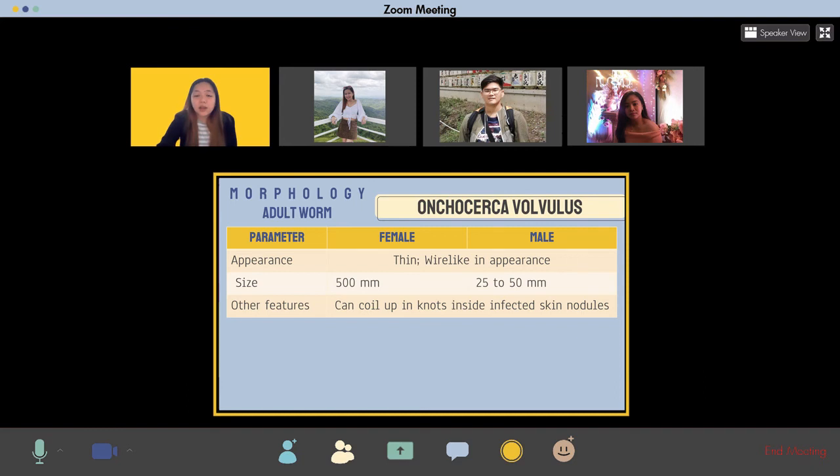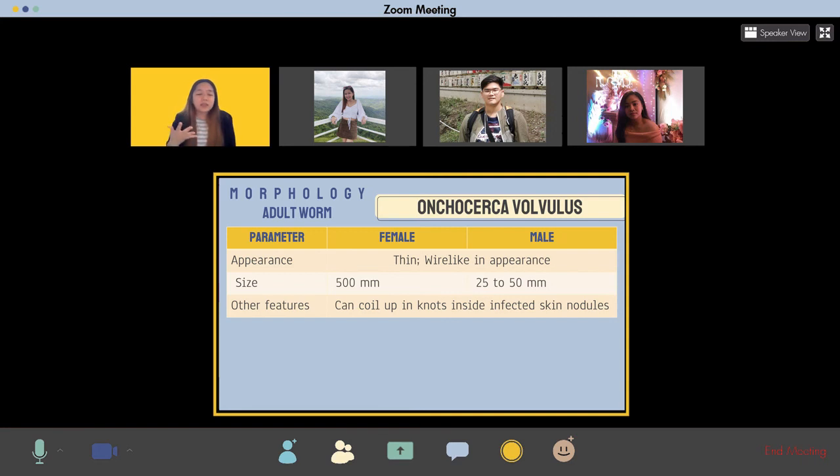So next we have the adult worm of the Onchocerca volvulus. The adult worm has a somewhat wire-like, very thin appearance, and its size for the female adult worm can be measuring up to 500 millimeters, and for the male, 25 to 50 millimeters.